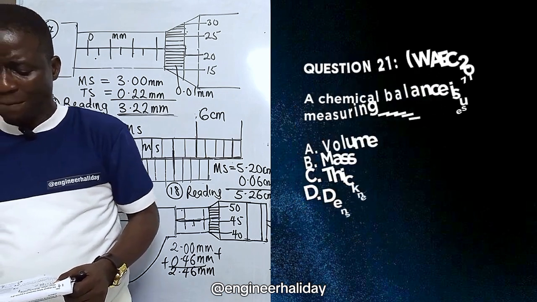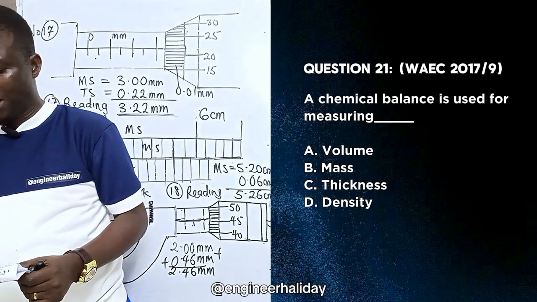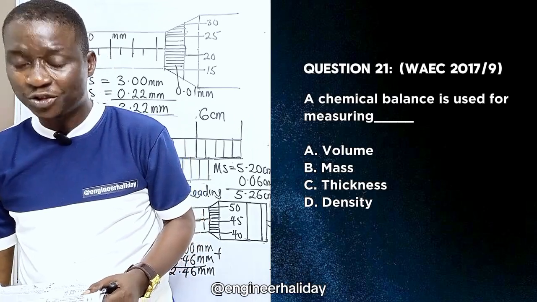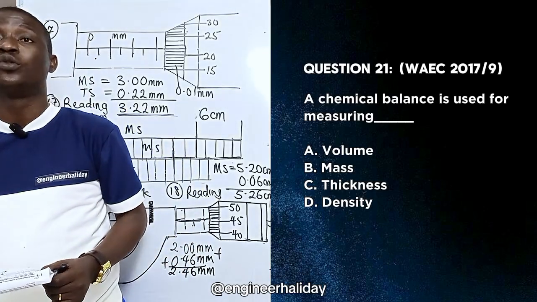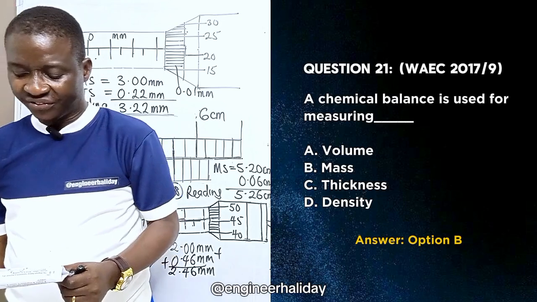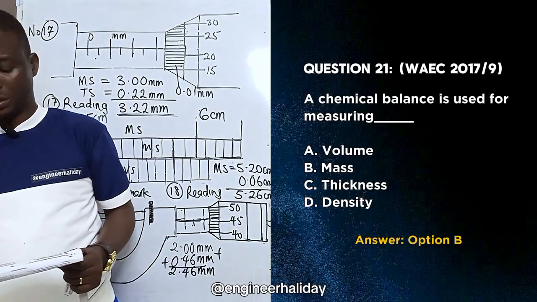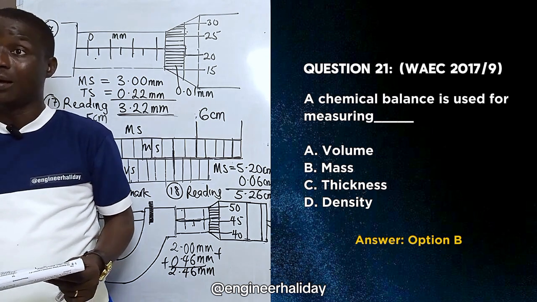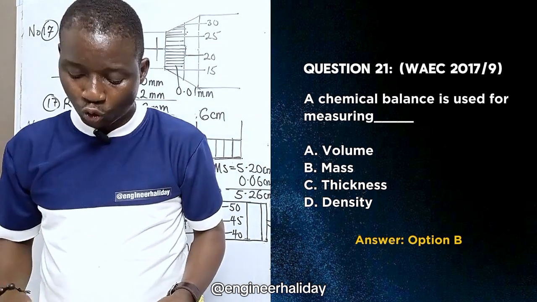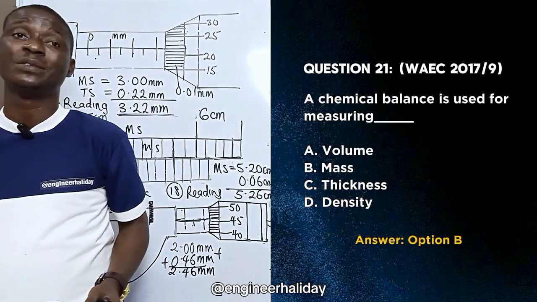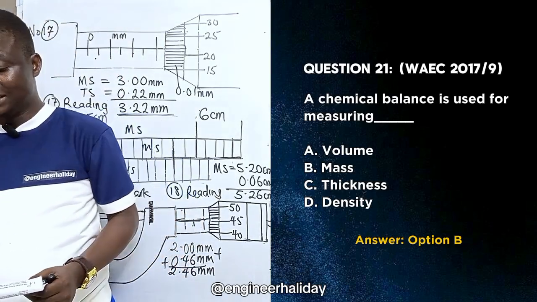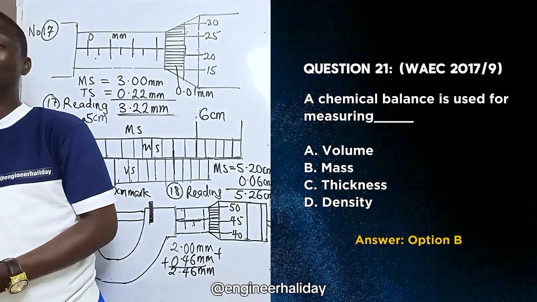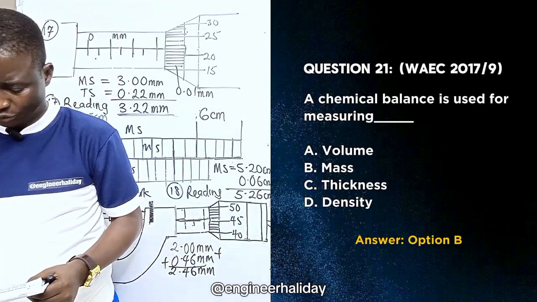Number 21 says a chemical balance is used for measuring dash. A volume, B mass, C thickness, D density. A chemical balance is used for measuring mass. To measure volume, you can use a measuring cylinder. To measure density, you can use a hydrometer, which is an instrument used to measure density. Then we have the manometer for measuring gas pressure, as the case may be.